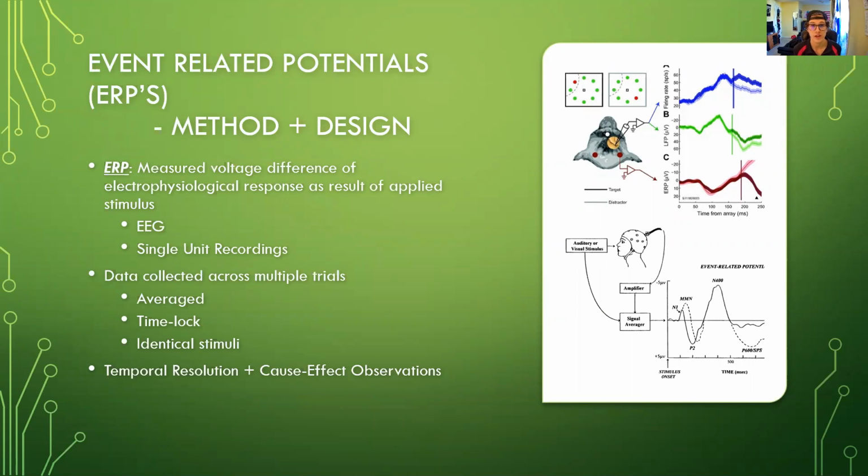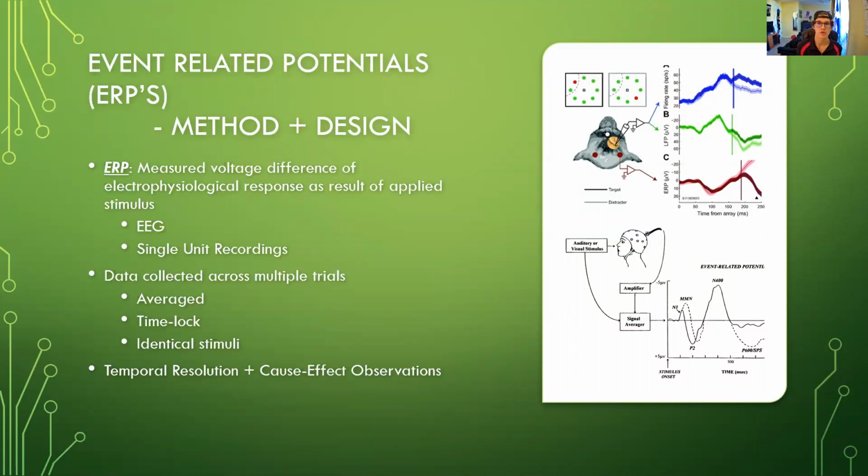We can do this using EEG or single unit recordings. So if you take a look to the right of the screen, you'll be able to see some examples of what those look like. So basically, taking those two methods, we can collect data across multiple trials. So we want to do this as many times as possible. And then we want to try and average it and create some kind of line plot of this data.